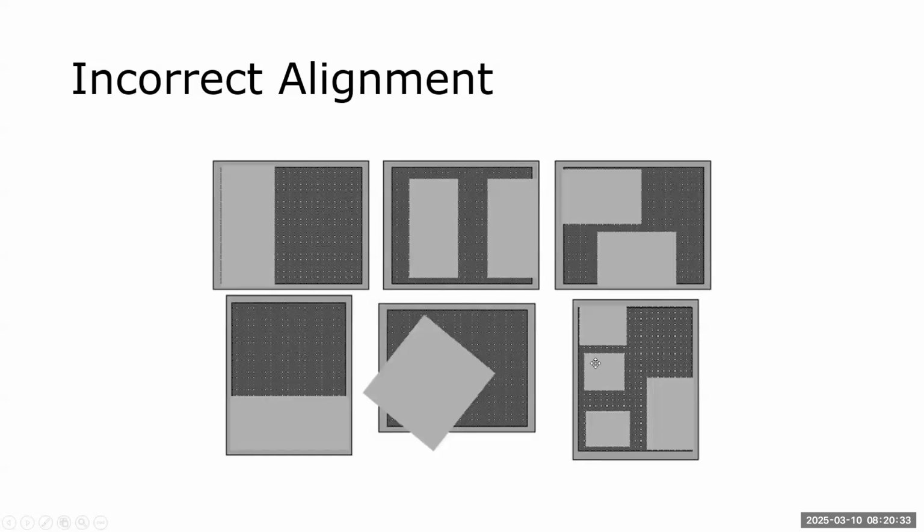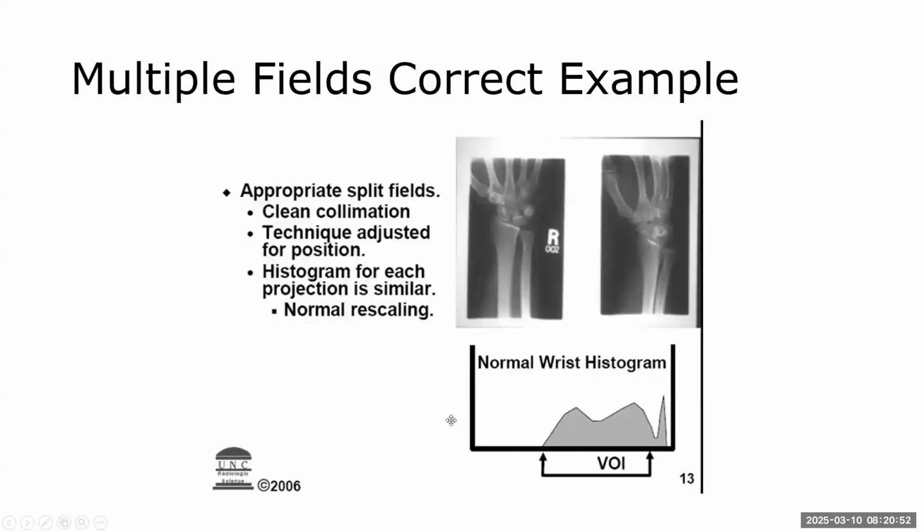So you say, well, why would you do that? Well, you might not mean to, right? You're doing a patient and they're not holding still and you're just trying to make sure that you're not missing something. So if you did any of these alignments on multi-field, or even a single like this, it's not going to display appropriately and your exposure indicator is going to be wrong. Multiple fields, correct example. See how you have nice symmetrical borders here and both images display accurately.